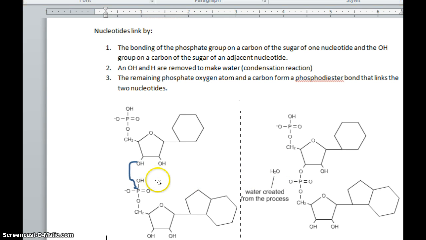Those are what's going to pop off as the water. So the H and the OH, and then this oxygen is going to attach to the phosphorus right here, and then this is going to be your phosphodiester bond. So the phosphodiester bond is again between the phosphorus and this oxygen. So that would be your phosphodiester bond. And then they just keep doing that, and of course that is what makes the long chains of nucleotides coming together, which is going to be your DNA or your RNA.